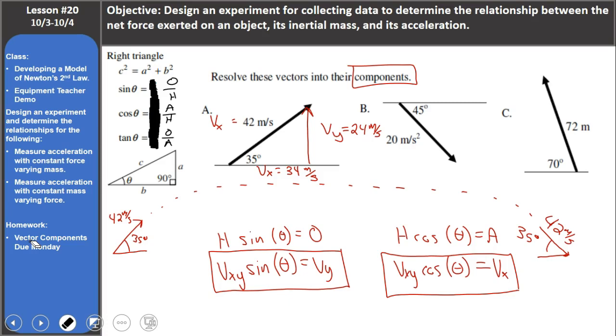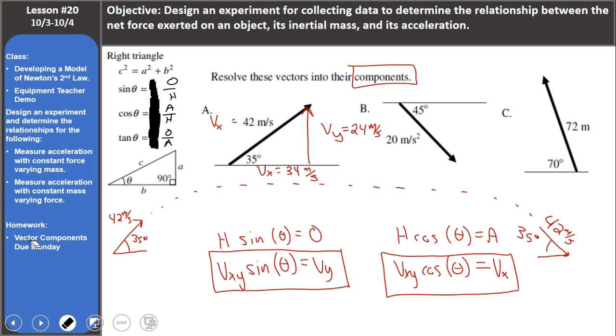But if I throw it at 35 degrees and 42 meters per second, what is its x velocity? How fast is it going along the horizon? 34 meters per second. Does everybody get that? That's what we just found. That's what it means by finding the components.